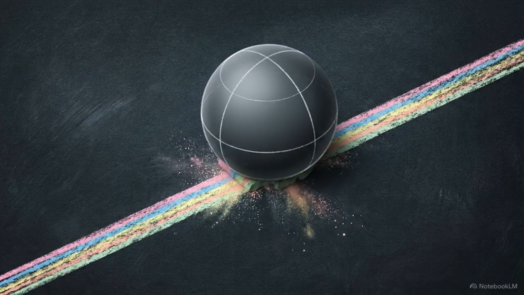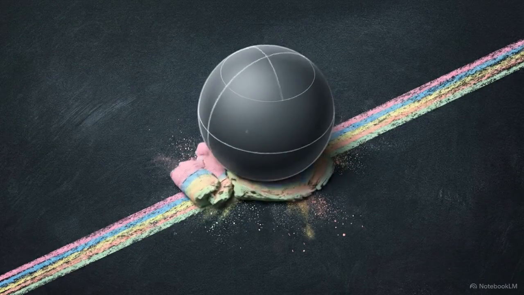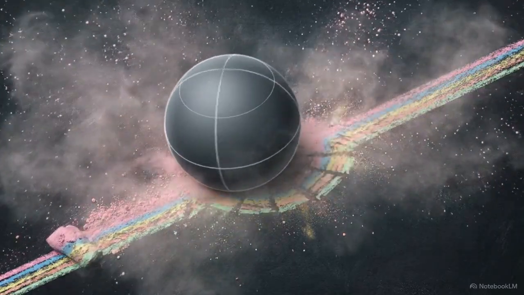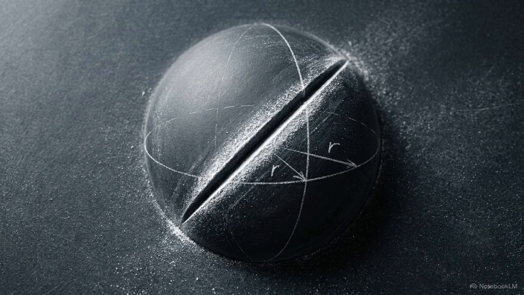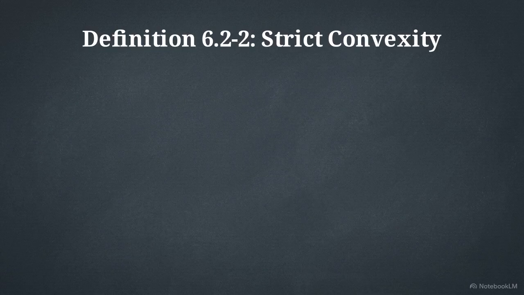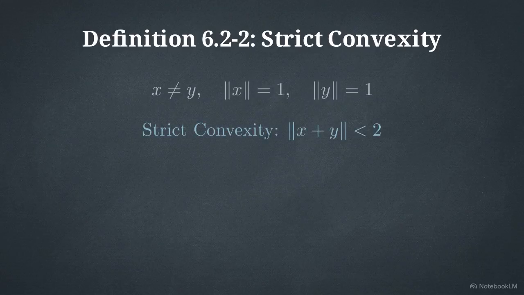This proves that if a space allows multiple closest points, those points must form a completely flat line segment that rests perfectly flush on the surface of the distance sphere. To guarantee uniqueness, the space's unit sphere must ban straight line segments entirely. This brings us to definition 6.2-2. Strict convexity. A space is strictly convex if for any 2 distinct vectors of length 1, the norm of their sum is strictly less than 2.